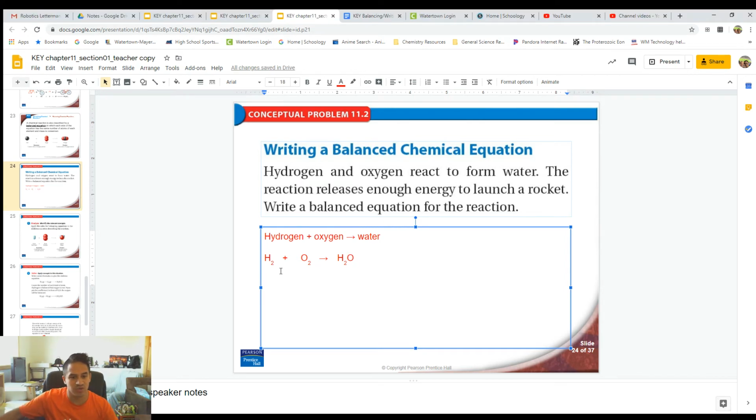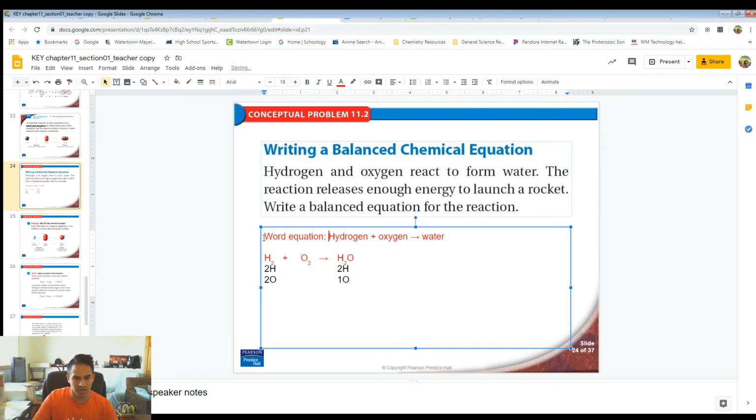And we know it's a skeleton equation because if we count how many things we have on each side, we have 2 hydrogens and 2 oxygens on the reactant side. On the product side, we have 2 hydrogens and 1 oxygen. So this is a skeleton equation because things are not balanced. Okay, so this is a word equation. This is a skeleton equation because things are not balanced.